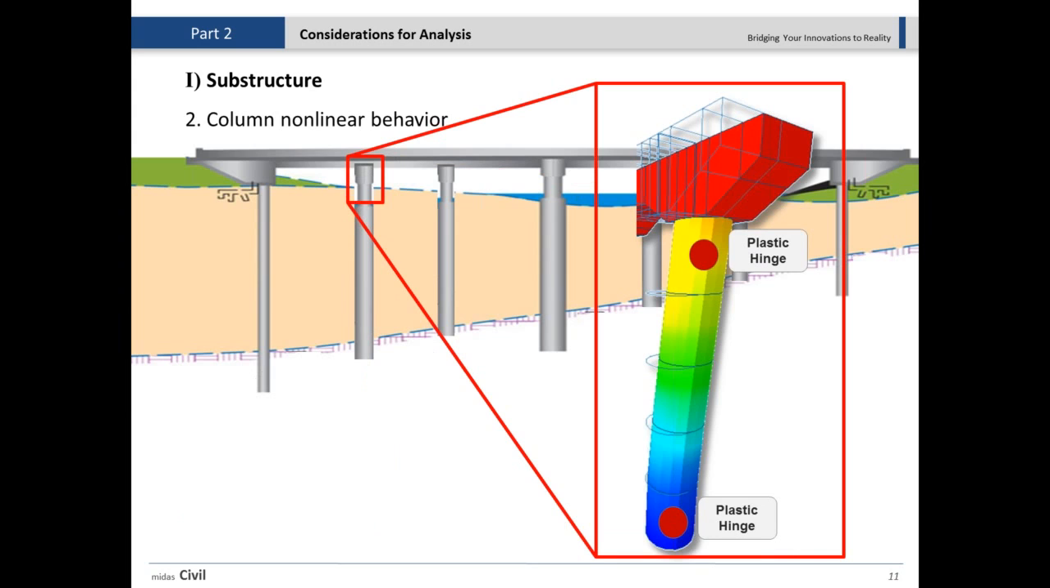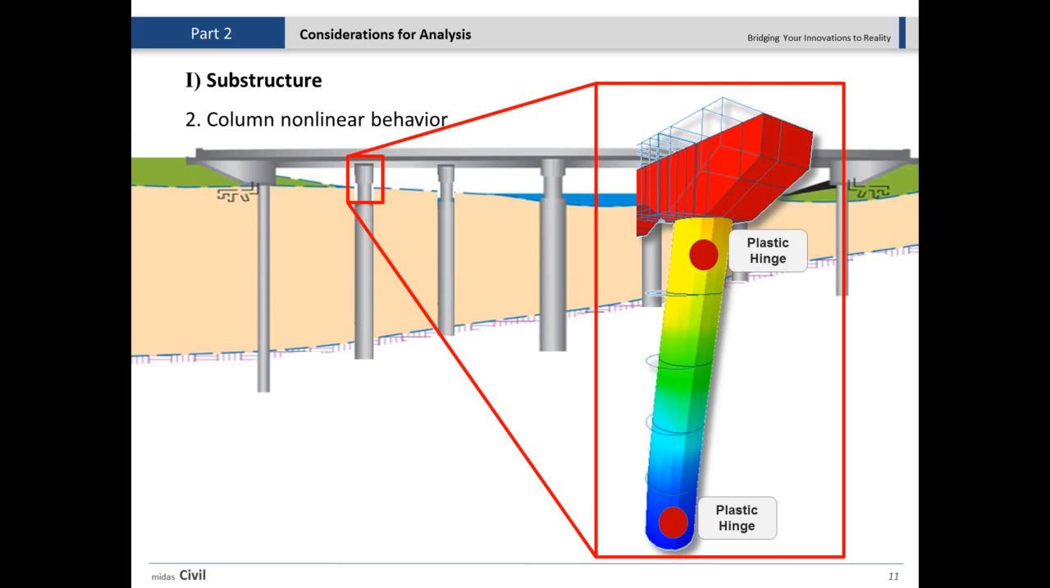Another part of this substructure would be the column. So I have one image here which shows you how the column may behave under a seismic event. Definitely we're going to have deformation. Normally, we probably don't consider the plastic deformation of the structures, or of the material like concrete or even steel. We don't consider those for the regular analysis.